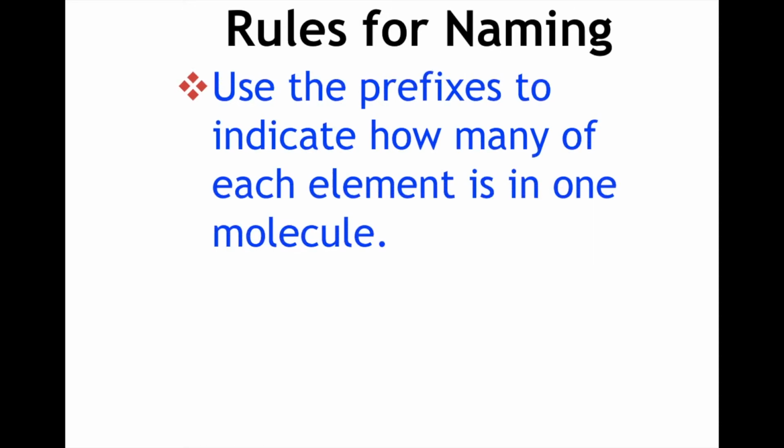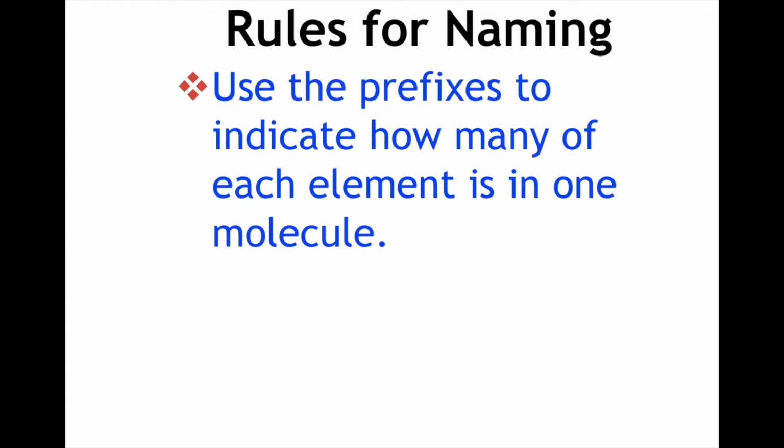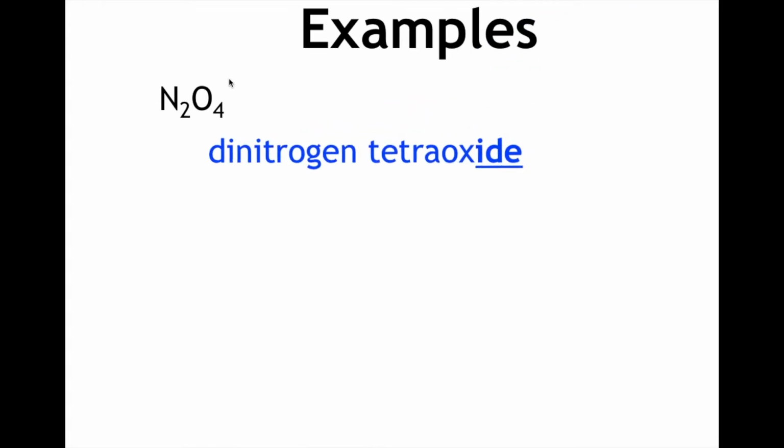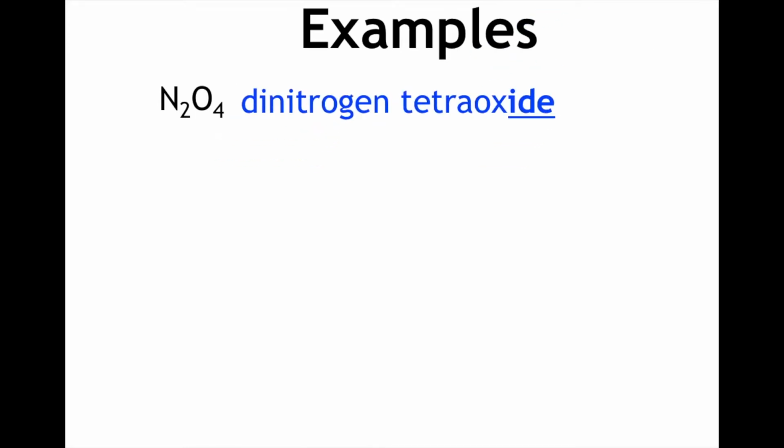So do memorize those before the test, but really the rules for naming, you're going to use those prefixes that we just saw and put them in front of the names of the atoms. Then the second word in our molecule's name will end in "ide." For example, you have N2O4. So this is di and this is tetra. So this would be dinitrogen, tetra, oxygen, but we changed the ending of oxygen to "ide." So dinitrogen tetraoxide. That's pretty easy.